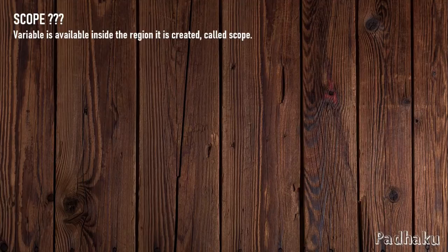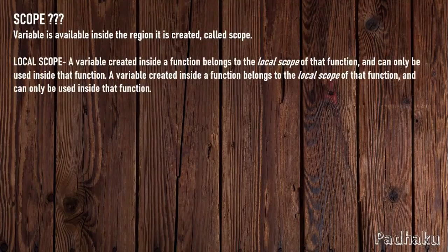There are two types of scope. The first one is local scope. So what is local scope? A variable created inside a function belongs to the local scope. Suppose this is a function hey and we declared a variable x. The value of x is 20. And when we call the function hey, it will print x. So here x will be considered a local variable since it is created inside a function.